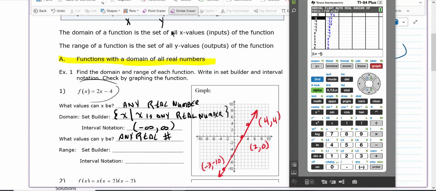So in set builder, it will go like this. This time you say set of y, because you're doing the range. The range is asking you about the y values. Then you can say y is a real number. You're going to start seeing me do this abbreviation all the time, so I'd like you to get used to just writing in that abbreviation. You can either say y is a real number, or you can put that symbolism like that. Interval notation is still negative infinity to infinity. That's just saying y can be anything.